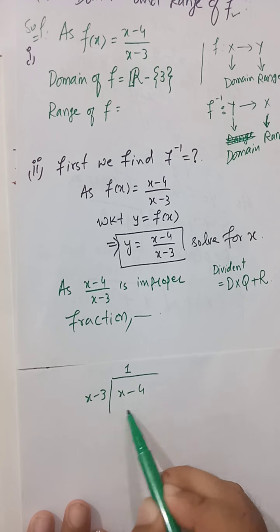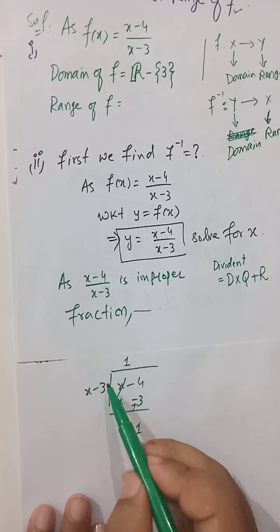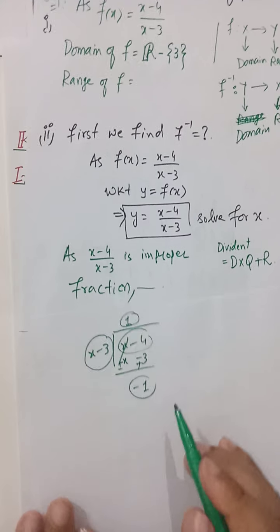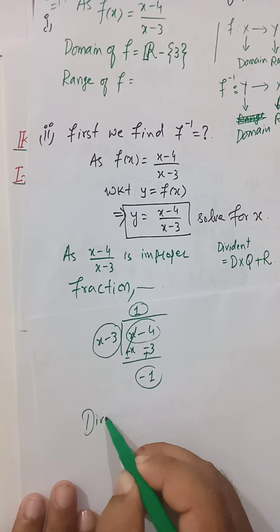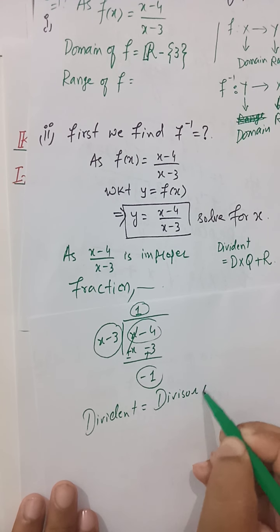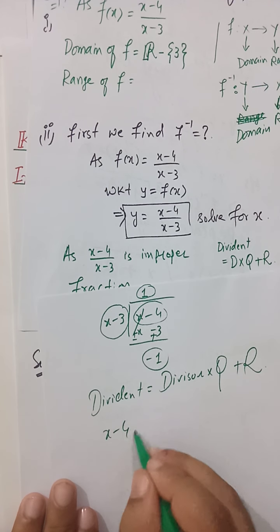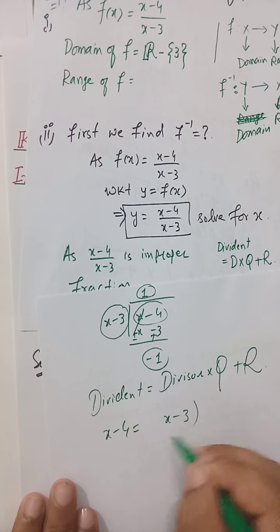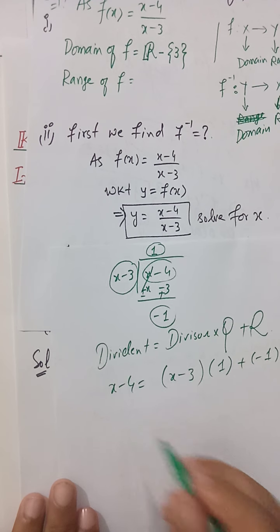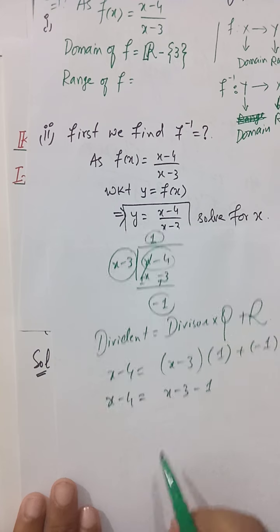So 1, so this is x minus 3 plus minus, this is plus, so you will get minus 1. So this is your divisor, this is your dividend, this is your quotient, this is your remainder. So this dividend is equal to divisor multiplied by quotient plus remainder. So dividend is x minus 4, divisor is x minus 3, quotient is 1, remainder is minus 1. So dividing x minus 4 is equal to x minus 3 minus 1.